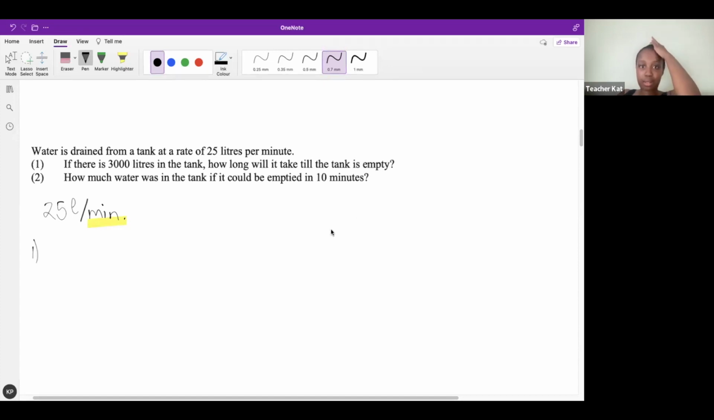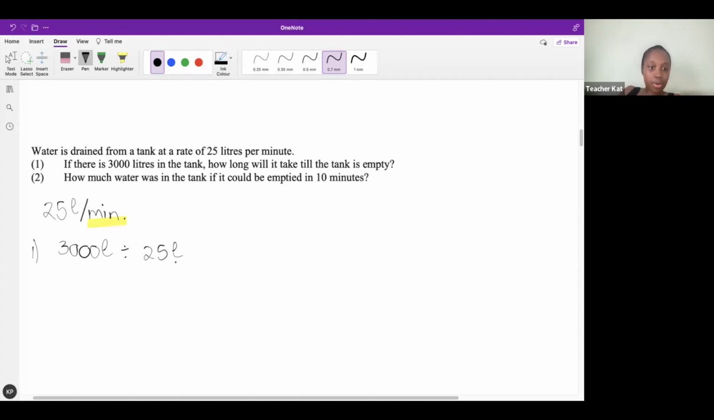What do we think? Anyone? Thank you. That is correct, Logan, because we're trying to get rid of the unit of liters. So I have 3,000 liters divided by 25 liters.